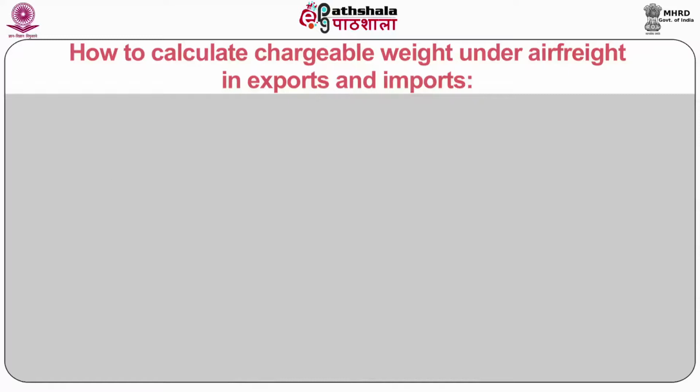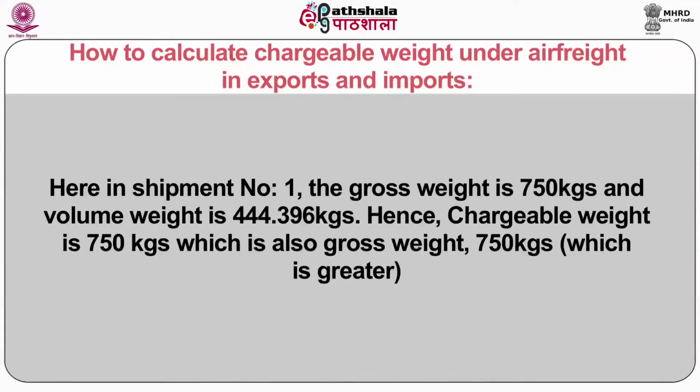444.396 kgs. Here in shipment number 1, the gross weight is 750 kgs and volume weight is 444.396 kgs. Hence, chargeable weight is 750 kgs, which is also the gross weight, that is 750 kgs, which is greater.